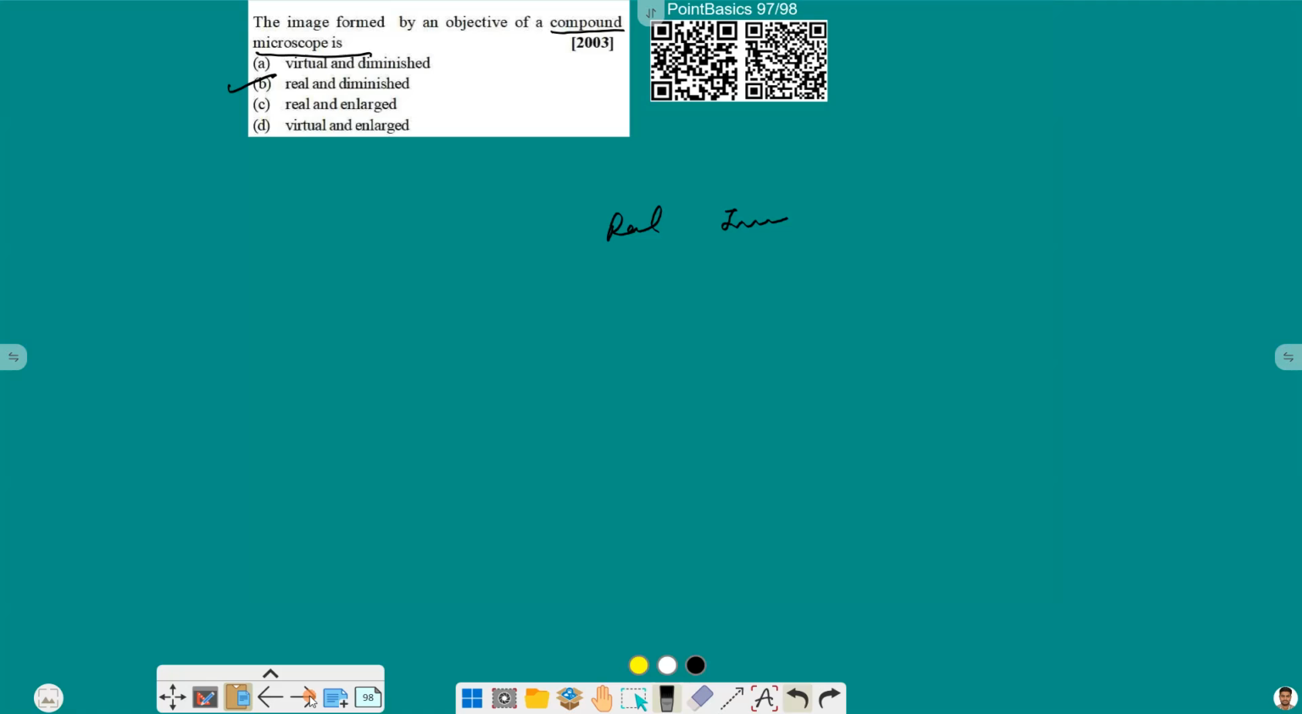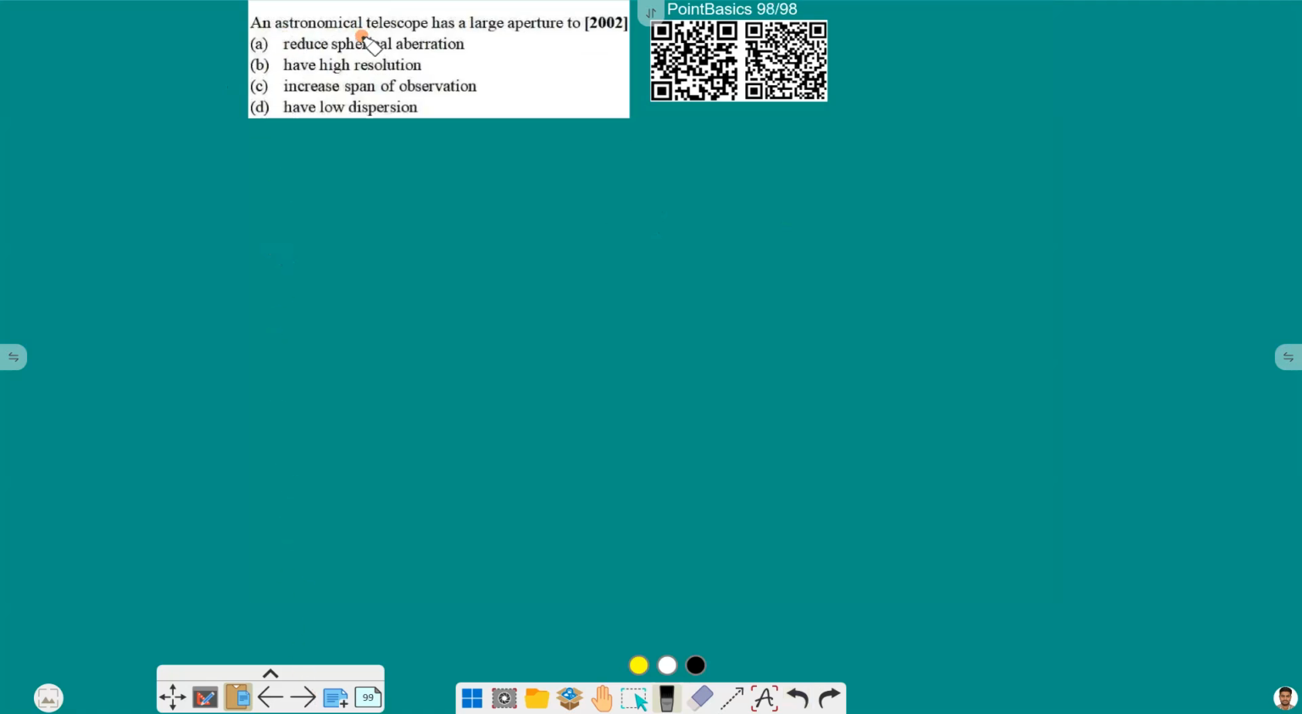Now coming to the last one, an astronomical telescope has a large aperture. So to have better resolution, for that we have high resolution. So option B is the right answer. So with this, this chapter is complete.